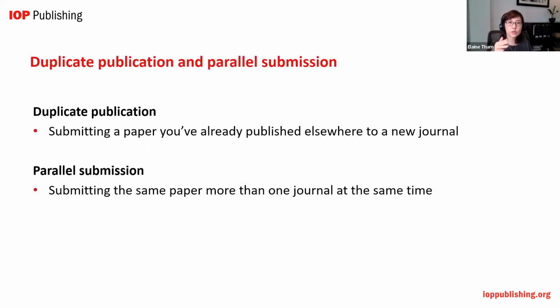And finally, I'd like to touch on duplicate publication and parallel submission. A duplicate publication is when an author submits a paper they've already published to a new journal. A parallel submission is when an author submits the same paper to multiple journals at the same time. This could potentially result in the same article being accepted and published by both journals, in which case a retraction of the second publication will be required, wasting a lot of time and resources in the publication process, and also causing some confusion in the scholarly communications.